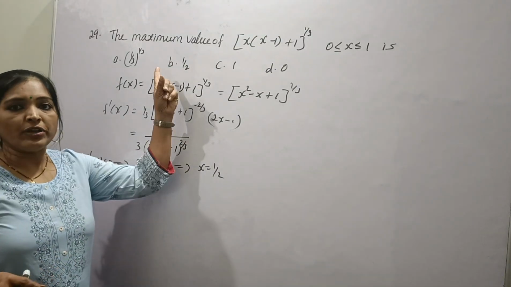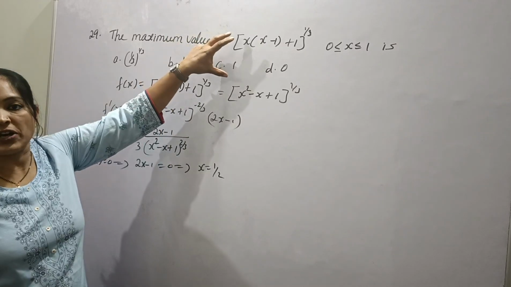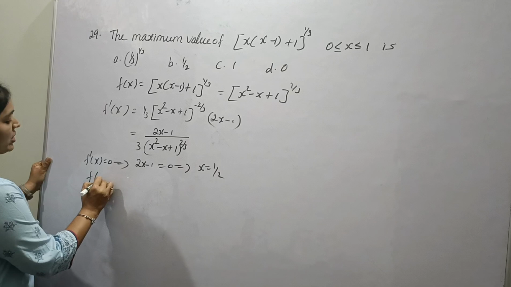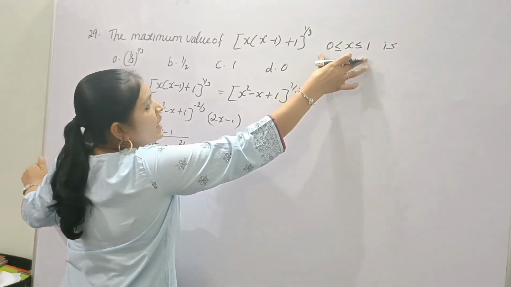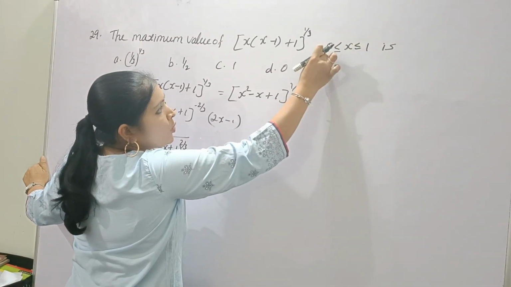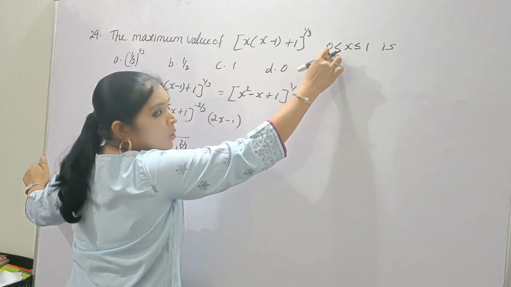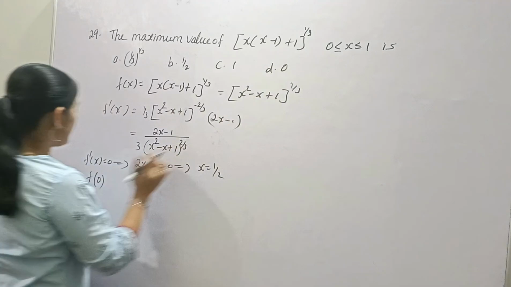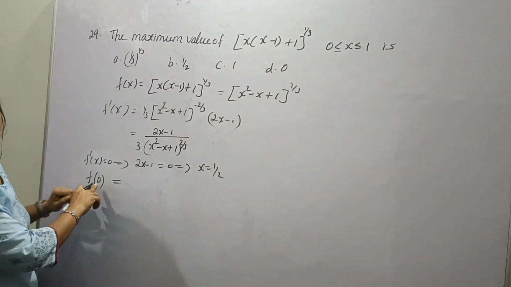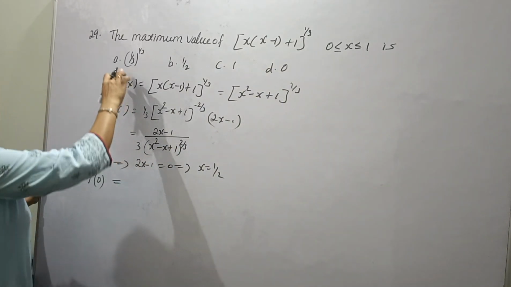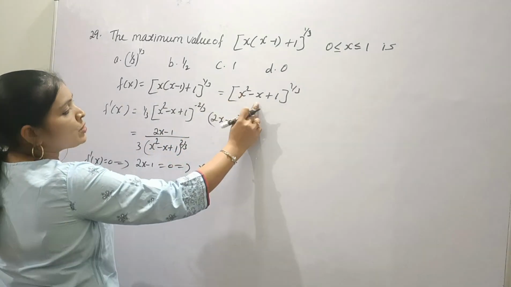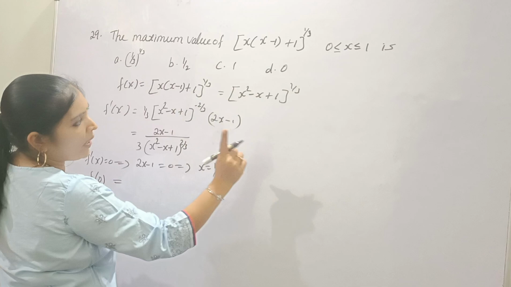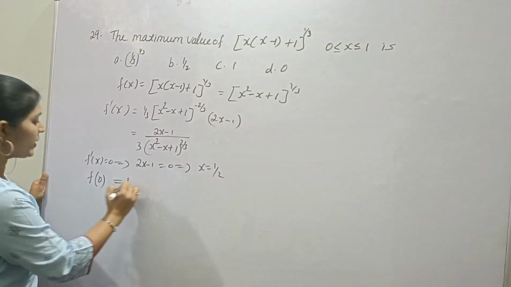Now we have to find the maximum value of this function, right? So here we will find the values of the function. First of all, let's find f of 0. Our interval is 0 to 1, and 0 and 1 are included, because 0 is less than or equal to x less than or equal to 1. So what is f of 0? Substitute x is equal to 0 in f of x: 0 minus 0 plus 1, that is 1. So 1 raised to 1 by 3 is 1 itself.